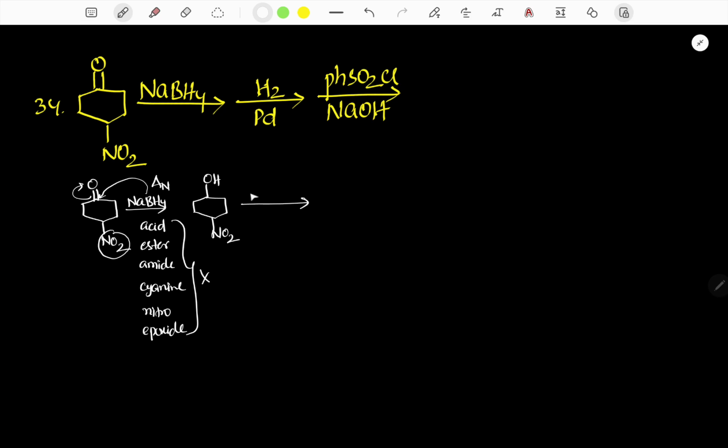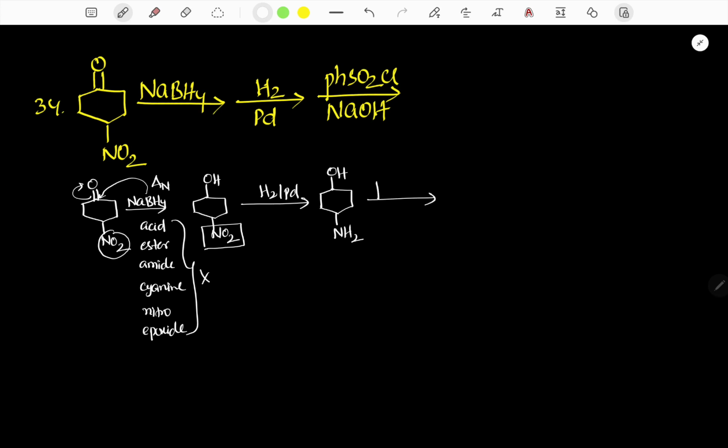It is treated with H2/Pd, catalytic hydrogenation. Catalytic hydrogenation reduces NO2 but does not reduce alcohol. So NO2 undergoes reduction and forms the corresponding NH2.